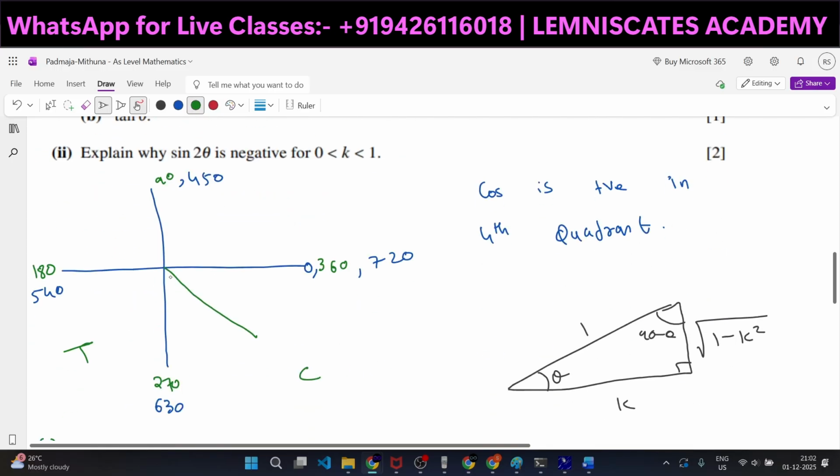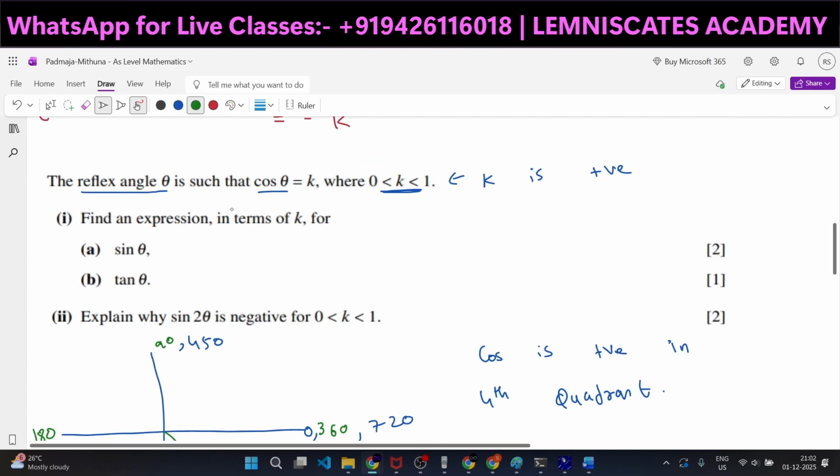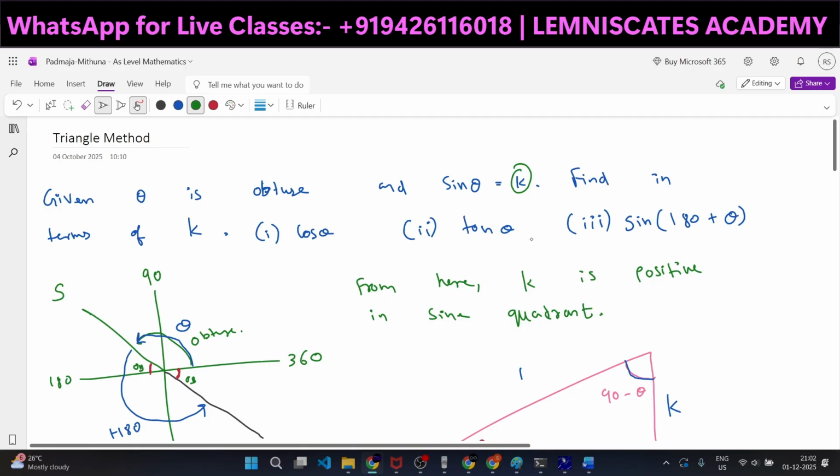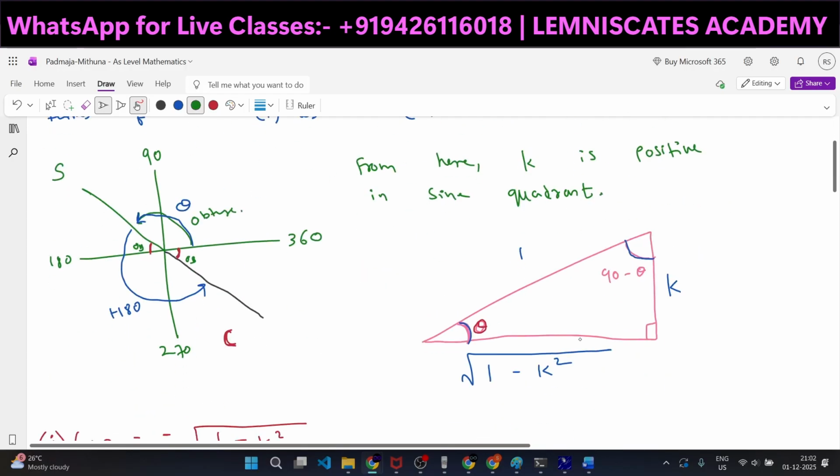And of course, now that you're aware that the cosine is positive, you're in the fourth quadrant. So in the fourth quadrant, what happens? Of course, tan and sine are negative. So this kind of hint will always be given to you in the question. And when these kinds of hints are given to you, and then they ask you to find the expression for sine theta, tan theta, or whatever is the unknown, in these cases you are supposed to use this kind of triangle method that I'm about to show you.